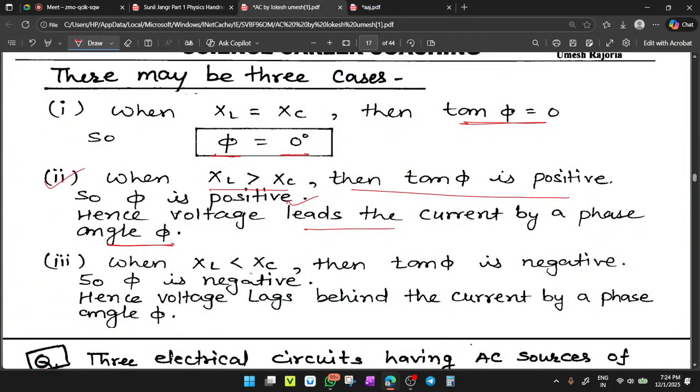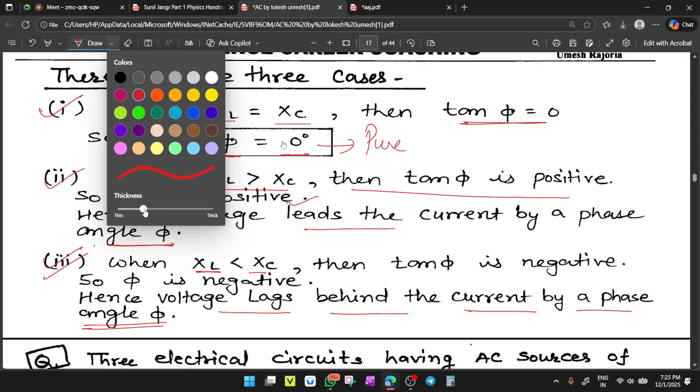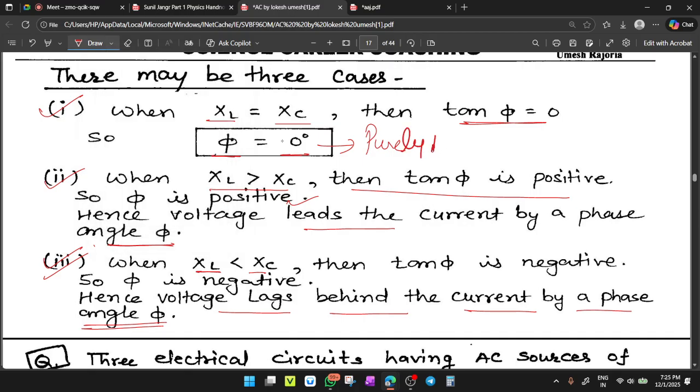Clear or not? So it is phi in the clockwise direction, meaning there is a lagging of net voltage. So when XC is greater than XL, tan phi is negative, so the phase angle will be negative. Hence the voltage lags behind the current by a phase angle of phi. Clear? Note this. Mainly three situations are there, students. When both values XL and XC are equal, your circuit is said to be purely resistive.